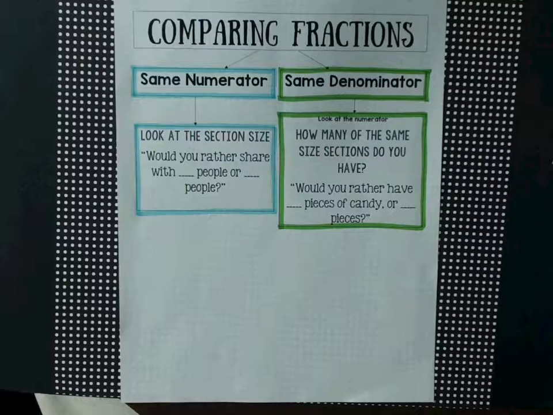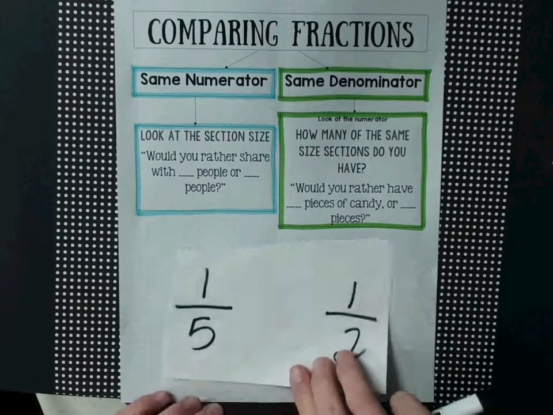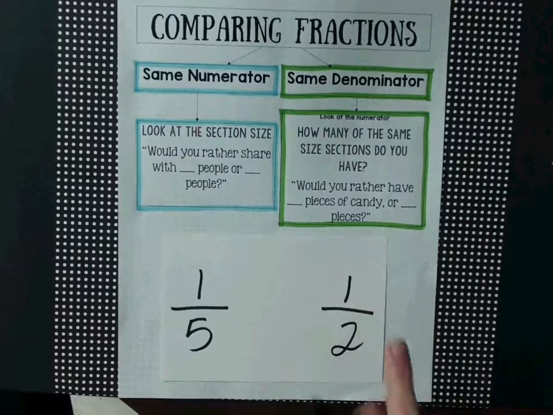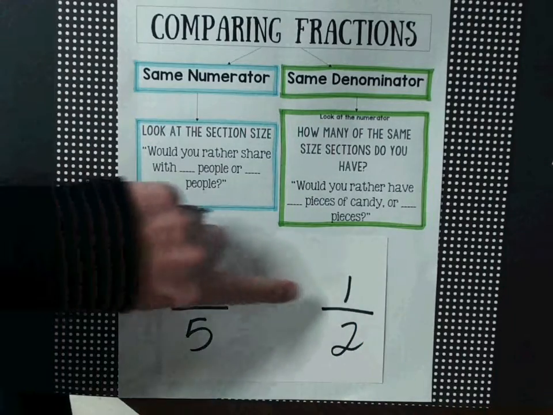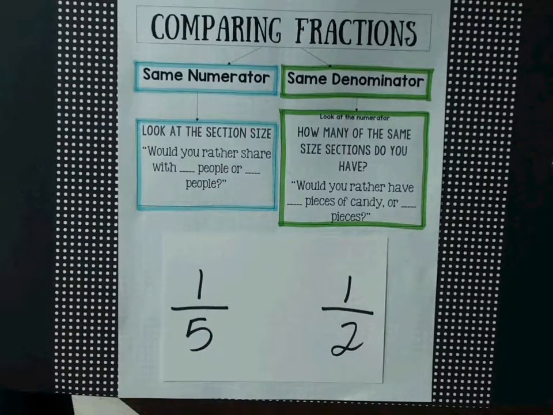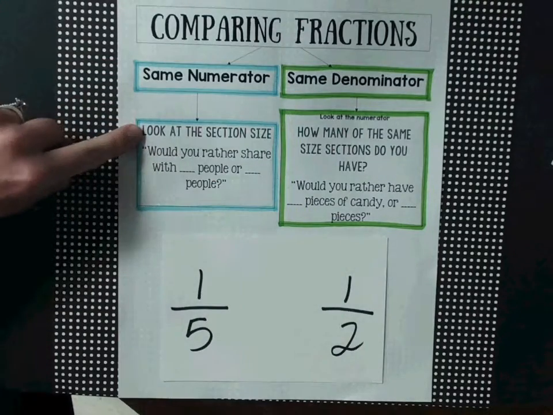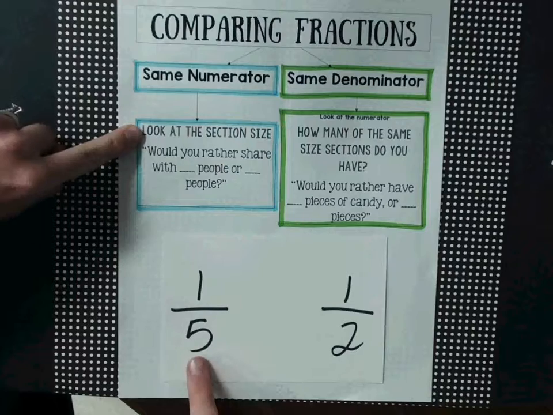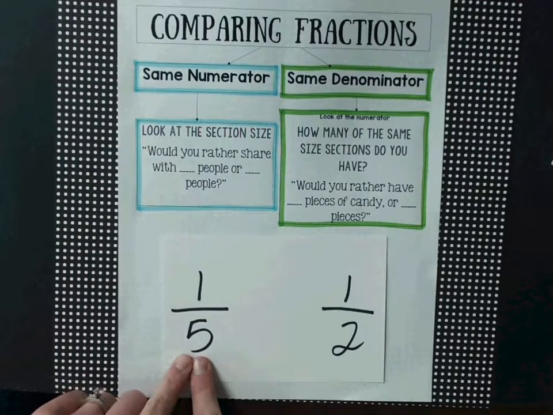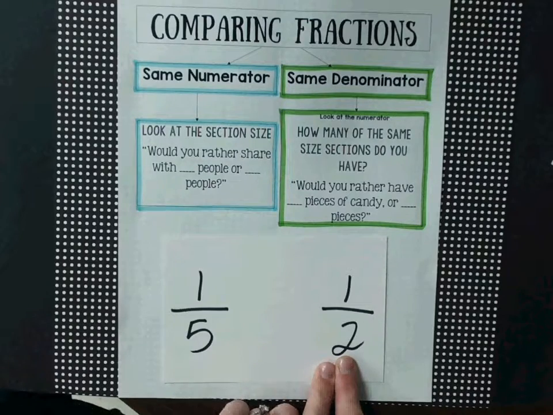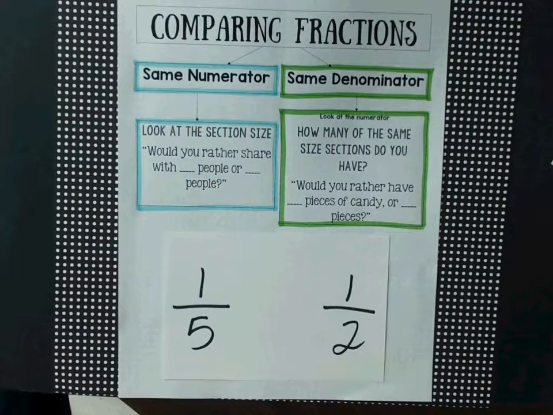Let's try another one. What strategy would you use for this one? The same numerator, because the numerator or the top number is the same. If you're using the same numerator strategy, you have to look at the section size in the denominator. Here, it's separated into 5 slices. Here, it's separated into 2 slices. Which one is larger?